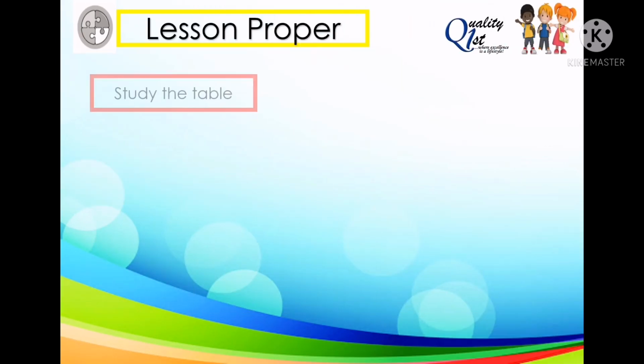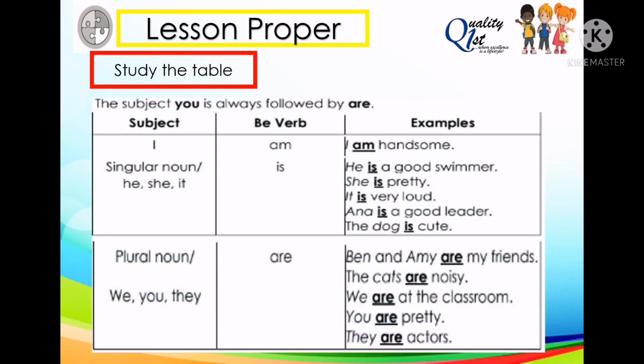At this point, let's study the table. Now, we have 3 columns. The first column is for the subject. The second column is for the appropriate be verb. And the last column is for the examples. Now, let's take the pronoun I as the subject. When we use I, the appropriate be verb to be used is am. Okay? Now, for example, I am handsome.